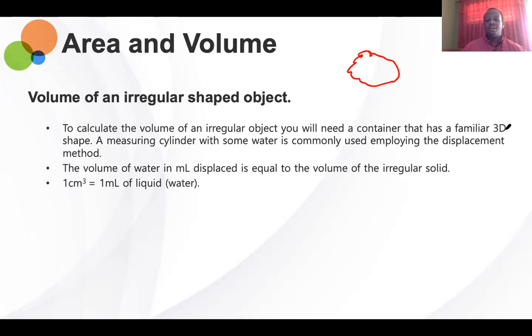To calculate the volume of an irregular shaped object, you will need a container that has a familiar 3D shape. So we usually use a measuring cylinder with some water and employ the displacement method. We'll talk about this now. The volume of water in milliliters displaced is equal to the volume of the irregular solid. Let me say that one more time.